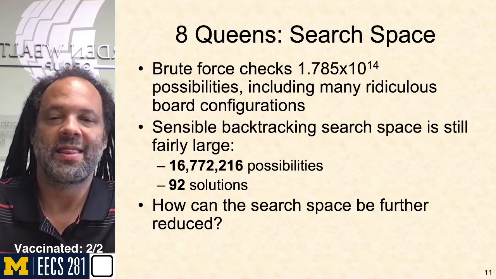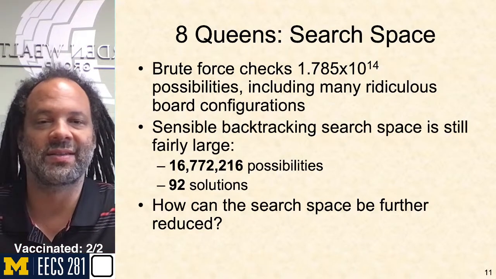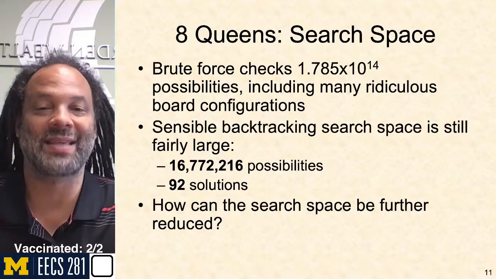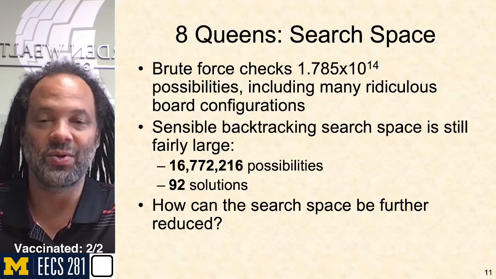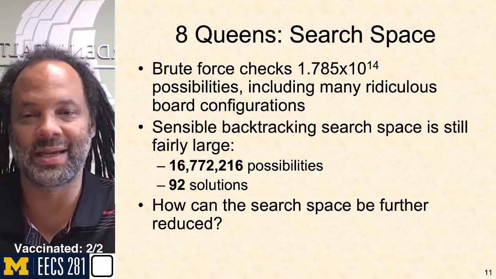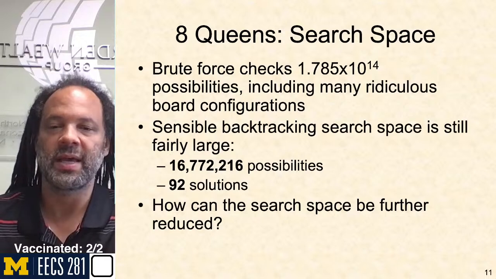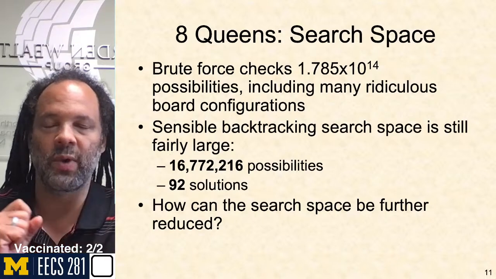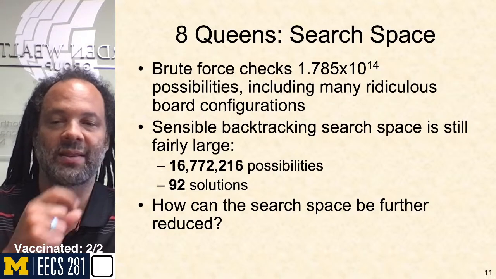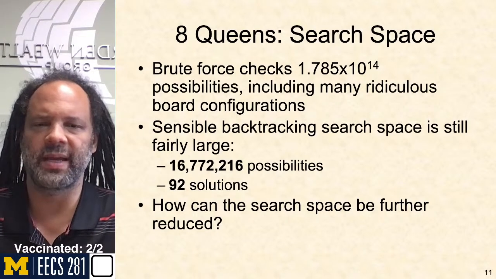That's sensible. That takes this really large brute force number, 1.785 times 10 to the 14th, and knocks it down to something like 16.77 million. Now that's huge. That's 1.6 times 10 to the 7th versus 1.7 times 10 to the 14th. Huge improvement. It turns out that there's 92 different ways that I can solve the 8 queens problem, and this would find it by looking at those 16 million possibilities. How do we further reduce this search space?